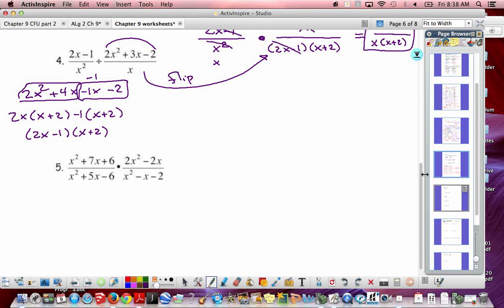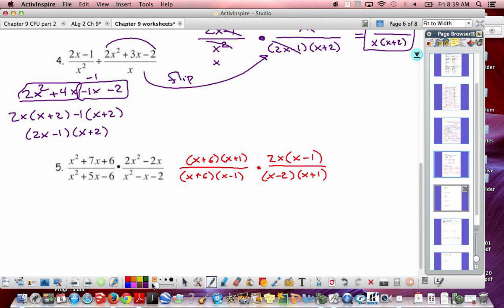All right, our last one. This one's multiplication, so we just got a lot of factoring to do. So in the top, factors of 6 that add to 7, x plus 6, x plus 1. In the bottom, factors of negative 6 that add up to 5, x plus 6, x minus 1. In the top, 2x squared minus 2x, they share a 2x in common, and I'm left with x minus 1. In the bottom, factors of negative 2 that add up to negative 1 is x minus 2, x plus 1.